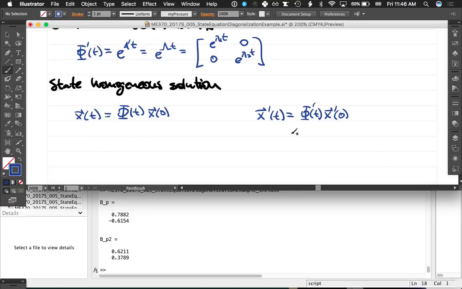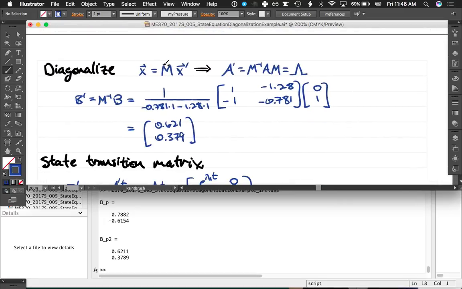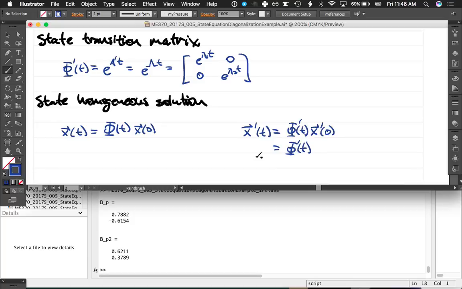Okay, so we know phi prime, which is great. It's phi prime of t times x prime of 0. Now x prime of 0 we can get from x of 0 if we use this relationship here. We just have to invert M and multiply both sides, and we get that x prime of 0 is equal to M inverse x of 0. Because we don't know what x prime of 0 is, we have to find it from x of 0 anyways. So we've got that, which is cool.